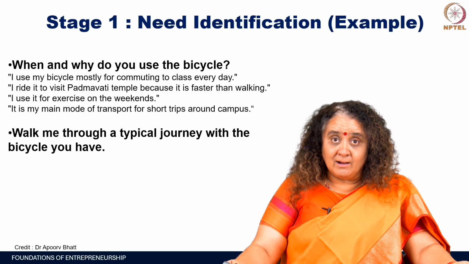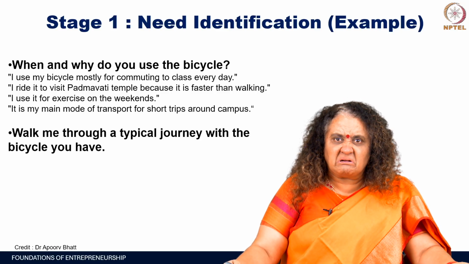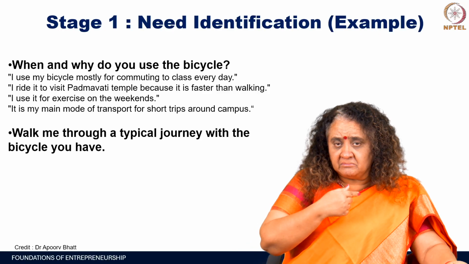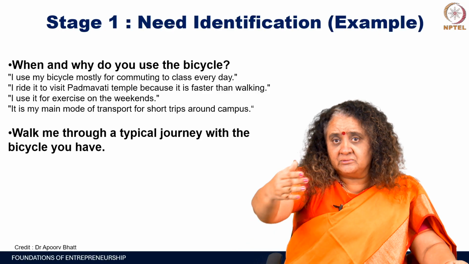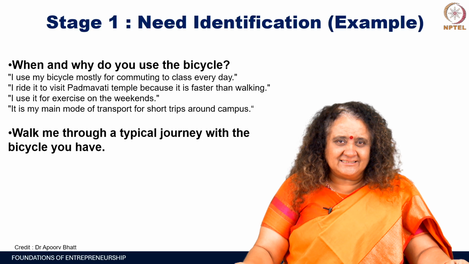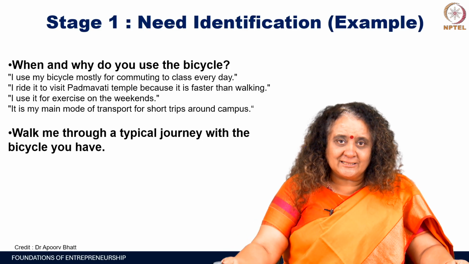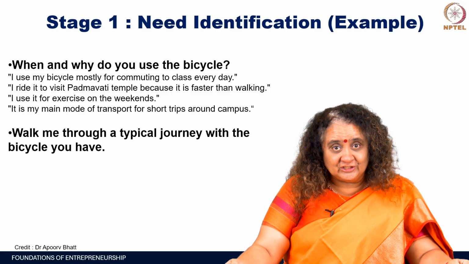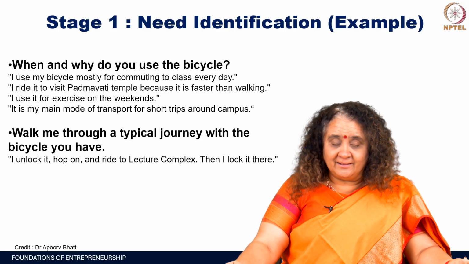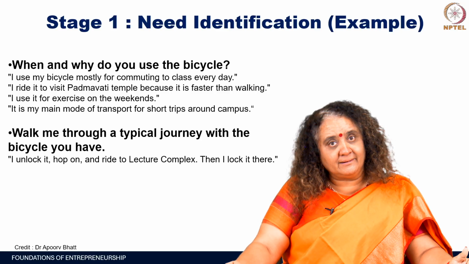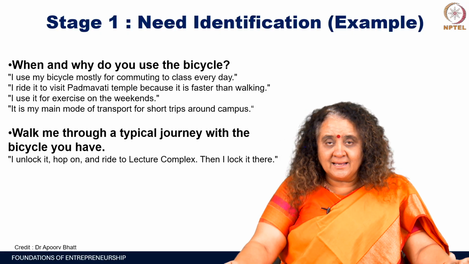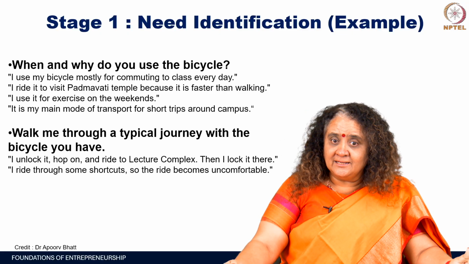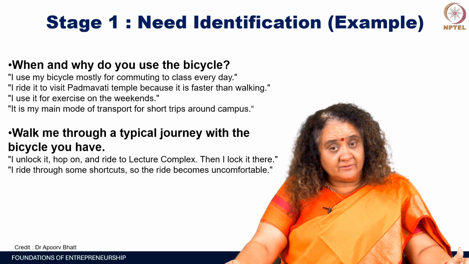And when you ask people this question, they might be stunned. What is the journey with a cycle? I just described the journey from hostel number whatever to where the classroom is, but that is not the question here. If you look at the answers, you will know what the journey with the cycle stands for really. So, here it is. I unlock it, I hop on and I ride to the lecture hall complex and then I lock it there. Okay. Then I ride through some shortcuts and the ride becomes uncomfortable, another verbatim.